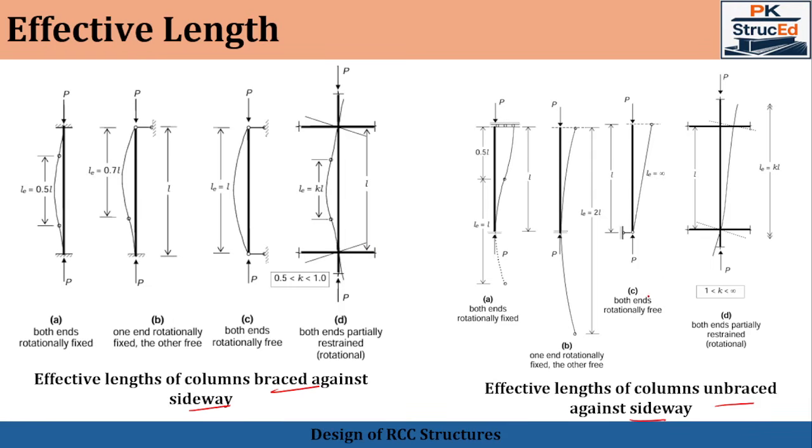In unbraced columns, lateral displacement is possible. That is what you can see here. The lateral displacement is not available in any of these cases, either at the bottom or at the top, whereas for unbraced against side sway, we can experience lateral displacement. So these columns are more prone to buckling, have larger effective lengths and require careful stability checks. However, unbraced columns are relatively rare in RCC buildings.